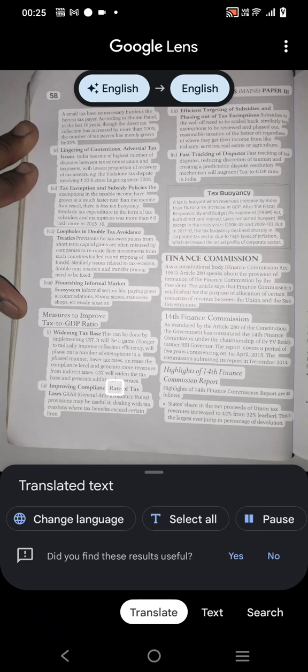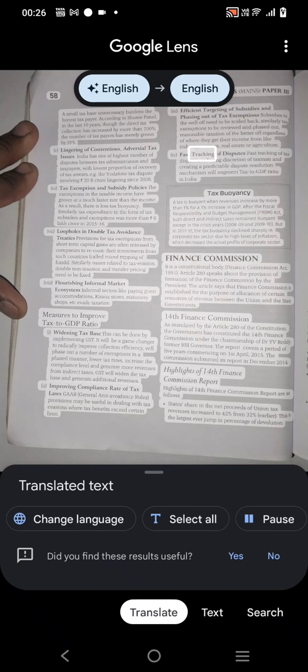Improving the compliance rate of tax laws. GAAR, General Anti-Avoidance Rules, provisions may be useful in dealing with tax evasion where tax benefits exceed a certain limit. Efficient targeting of subsidies and phasing out of tax exemptions. Subsidies to the well-off need to be scaled back, similarly tax exemptions to be reviewed and phased out. Reasonable taxation of the better off regardless of where they get their income from, like industry, services, real estate, or agriculture.